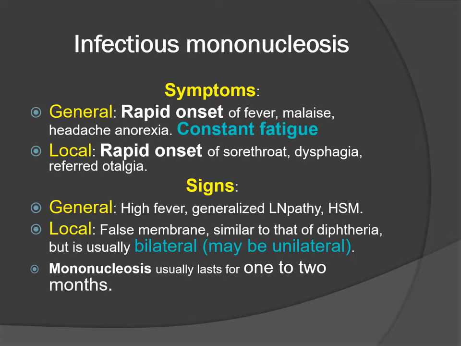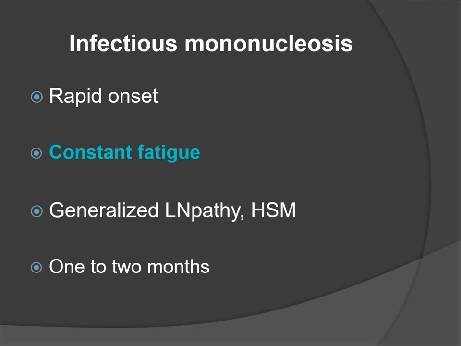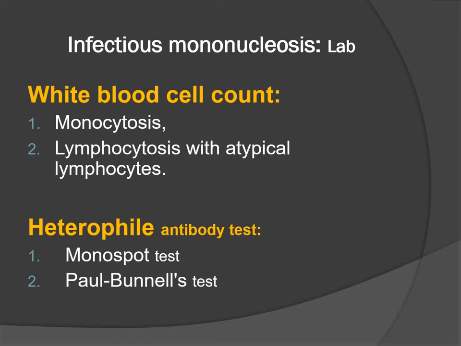It affects the reticuloendothelial system of the body. It will produce generalized lymphadenopathy and hepatosplenomegaly, and it may stay for 1 or 2 months. So: rapid onset, constant fatigue, generalized lymphadenopathy, hepatosplenomegaly, 1 or 2 months duration. So you have to check to be sure that it is an Epstein-Barr virus infectious mononucleosis.